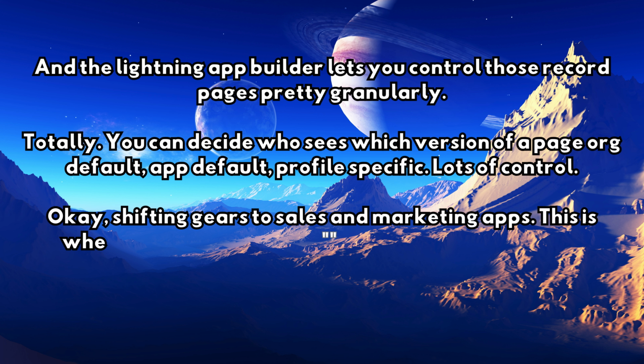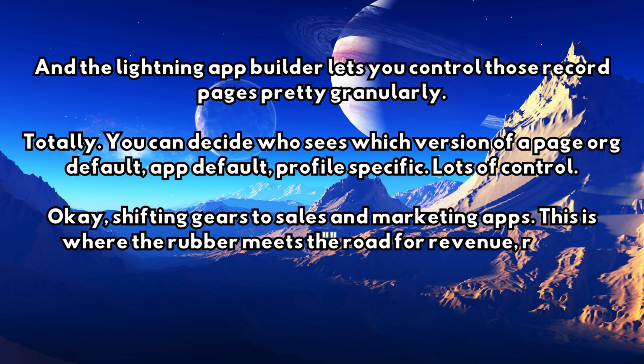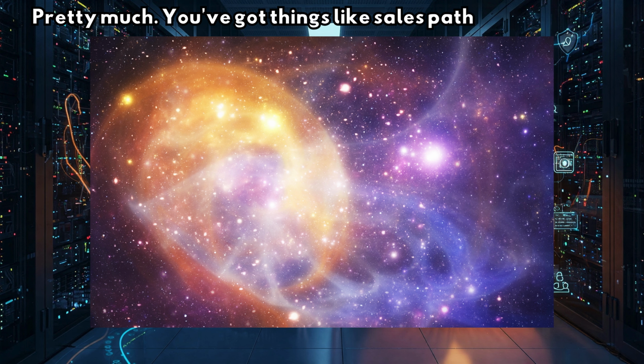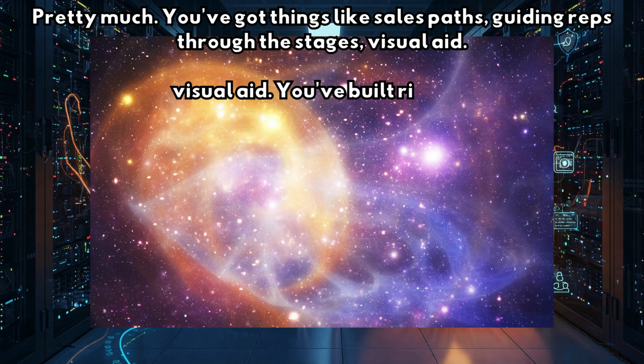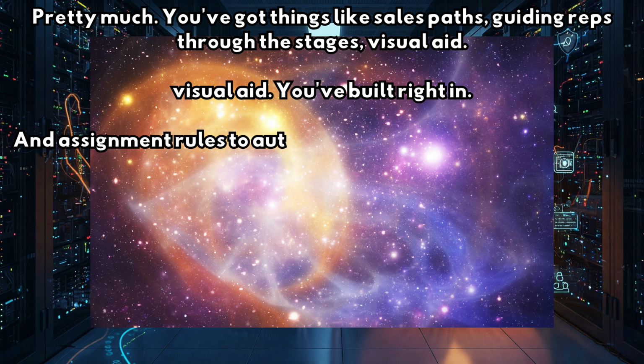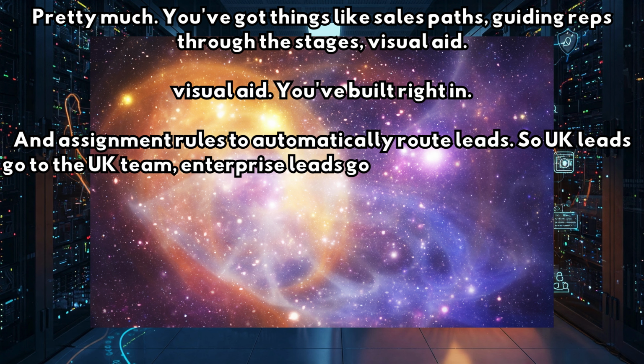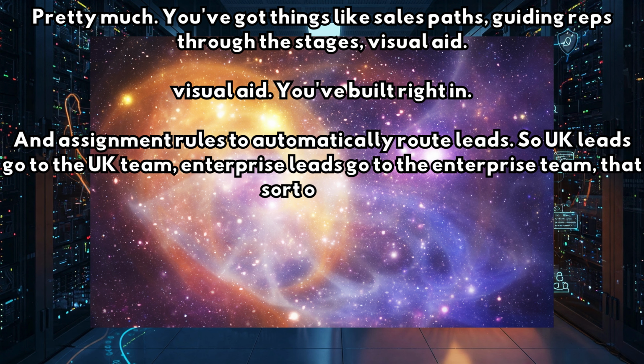Lots of control. Okay, shifting gears to sales and marketing apps. This is where the rubber meets the road for revenue, right? Pretty much. You've got things like sales paths guiding reps through the stages visually. Got the checklist built right in. Kind of, yeah. And assignment rules to automatically route leads. So UK leads go to the UK team, enterprise leads go to the enterprise team, that sort of thing.